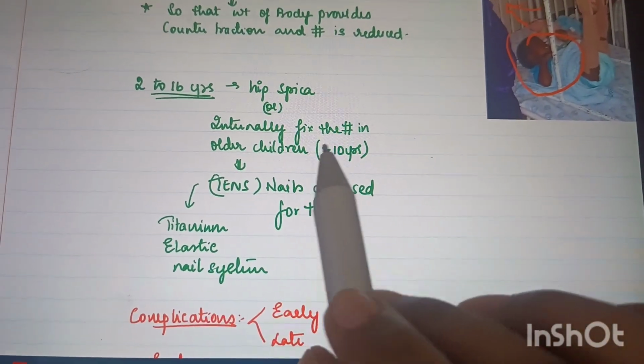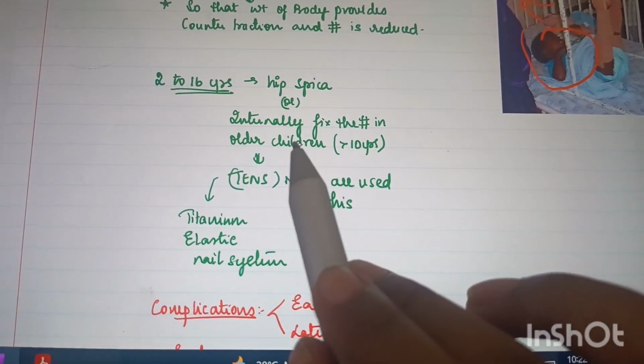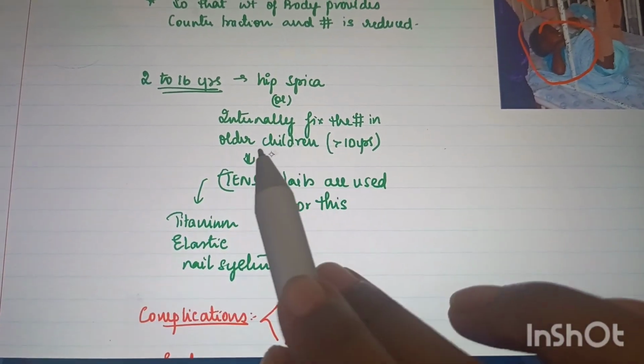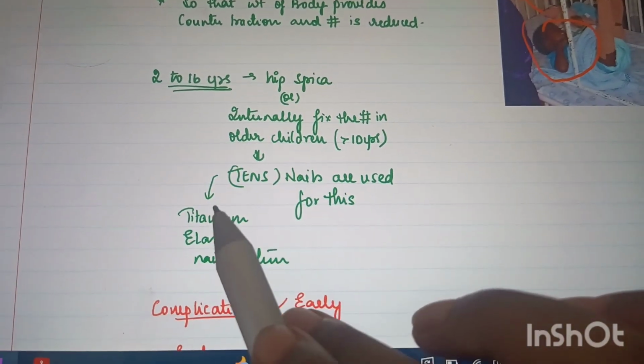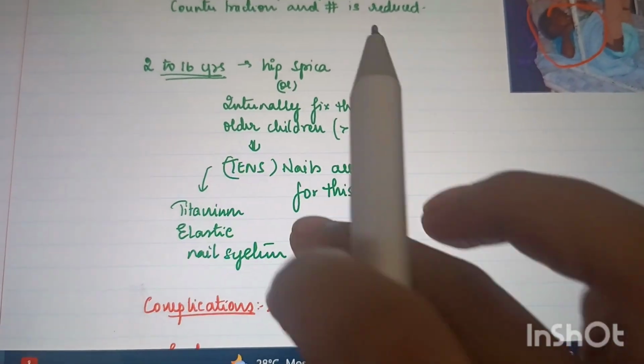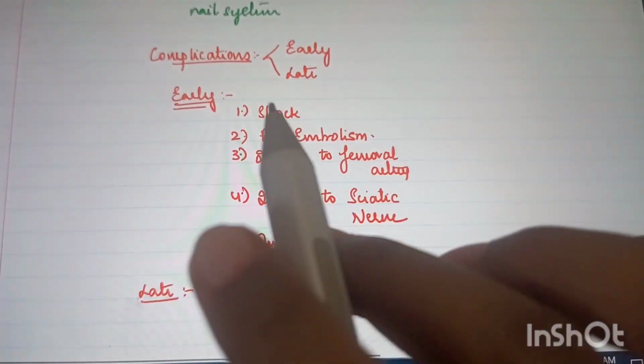From 2 to 16 years, we use either hip spica or internally fix the fracture in older children. If more than 10 years, usually we go for TENS. That is nothing but titanium elastic nail system. Nails are used.